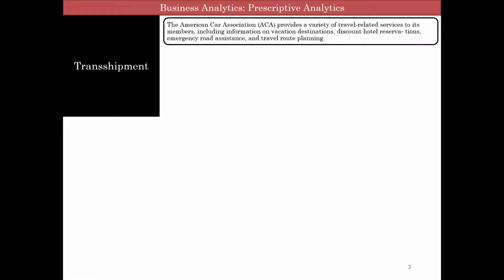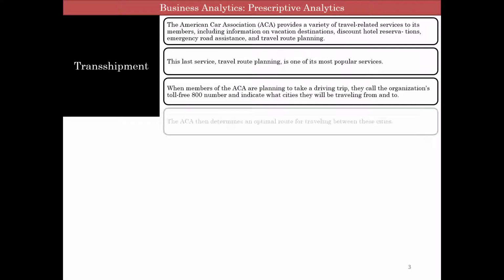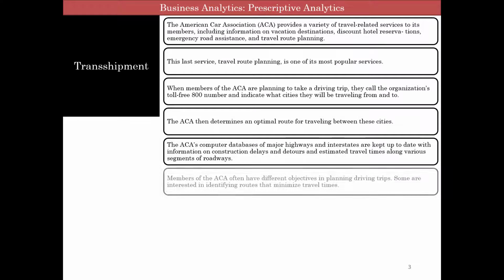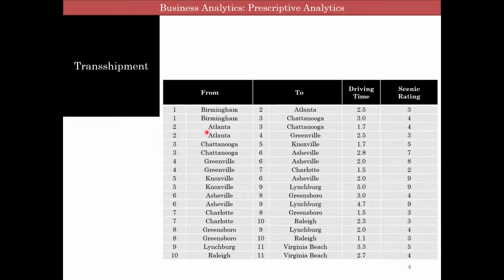So here's an example of a transshipment problem. We have the American Car Association, and they are looking to plan travel plans. And this could be your Google Maps also. They want to determine the optimal route for traveling between these cities, and you can either look at the shortest route or the most scenic route. So here is an example: it's from and to, this is the driving time in hours, and this is the scenic rating. You can either minimize your driving time or maximize your scenic rating.